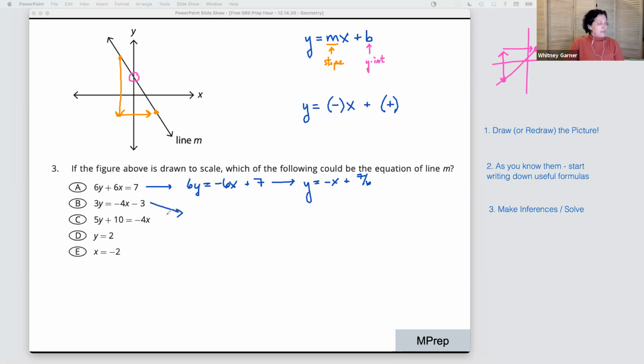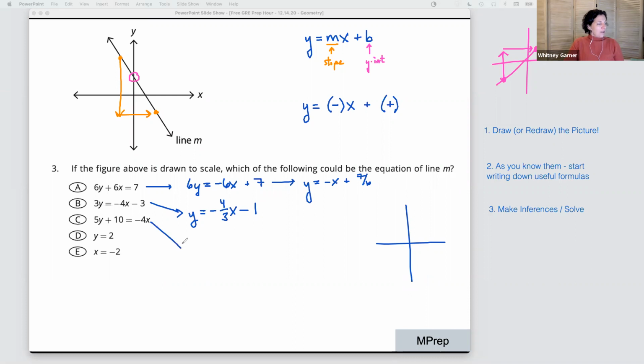So b is almost there. I'm just going to divide everything through by 3. B is y equals negative 4/3 x minus 1. We're close. We have a negative slope, but we would have a negative y-intercept. This line would look like this because it would cross the y at a negative point.